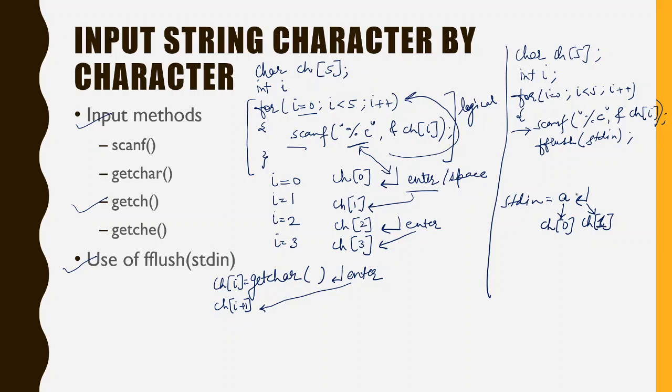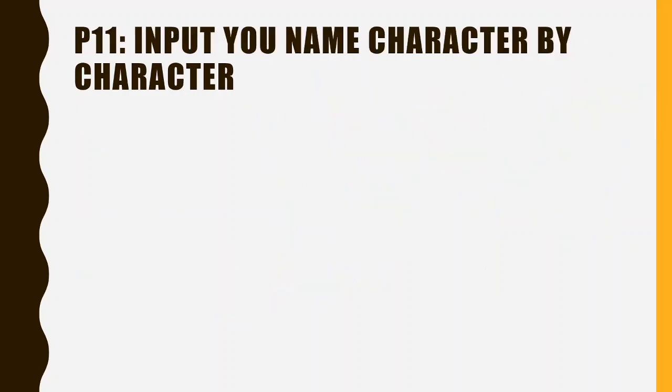So to remove this particular enter, you use the function fflush(stdin) after the scanf. Using this function, the problem of the enter being stored in the character array will not happen, and this is one of the alternatives to take string input character by character. The other two methods are getch and getchar, which we will do in this program.